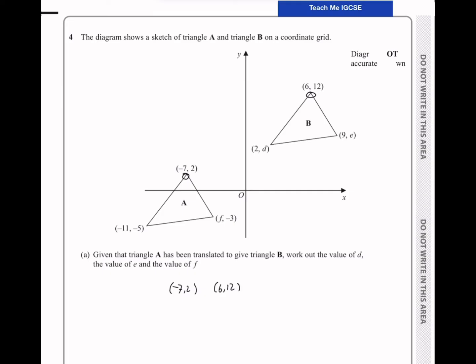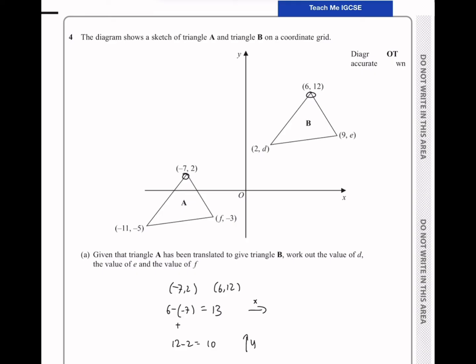First we can look at the movement across the x-axis, which is found by 6 minus -7. This becomes a positive, which is equal to 13. So it has moved to the right by 13. Now looking at movement up the y-axis, we take 12 minus 2, which is equal to 10. This has moved up by 10.